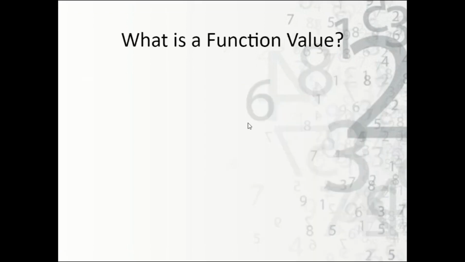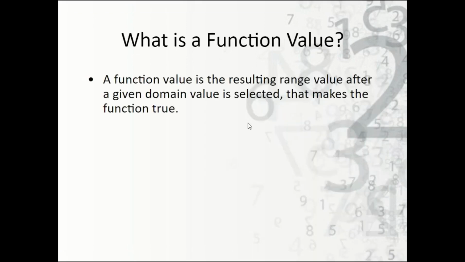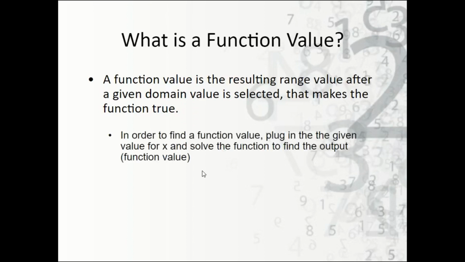Now, what is a function value? A function value is the resulting range value, so the y value, after a given domain value is selected that makes the function true. So in order to find a function value, we're going to plug in the given value for x. So whatever they tell us they want for x, the function value is the result or the output. So for instance, if I have f of 3 is equal to x minus 5, all that means is I'm going to take 3 and plug it in, and then the result is what we call the function value. So we plug 3 in for x, and we get 3 minus 5, which is -2. So -2 is my function value.